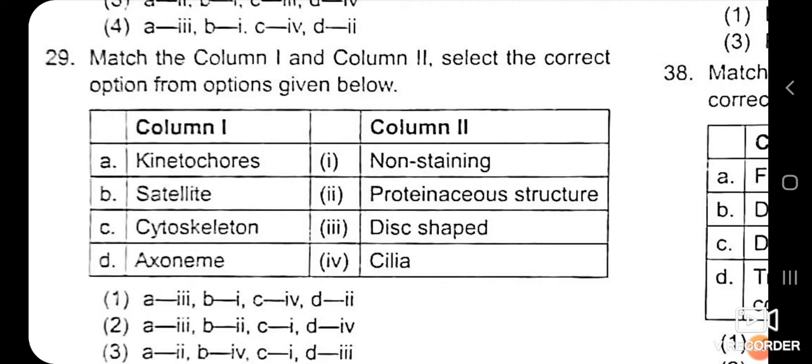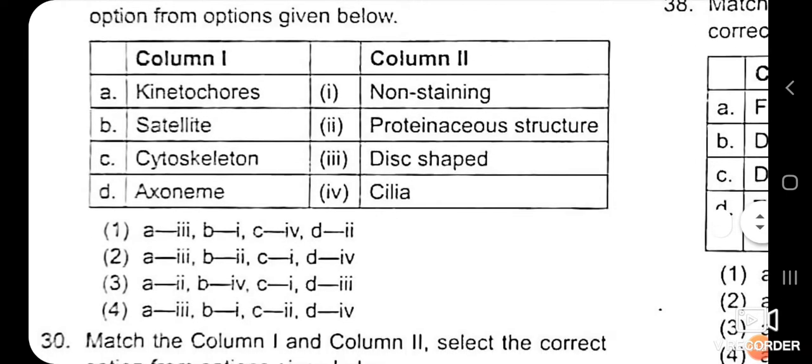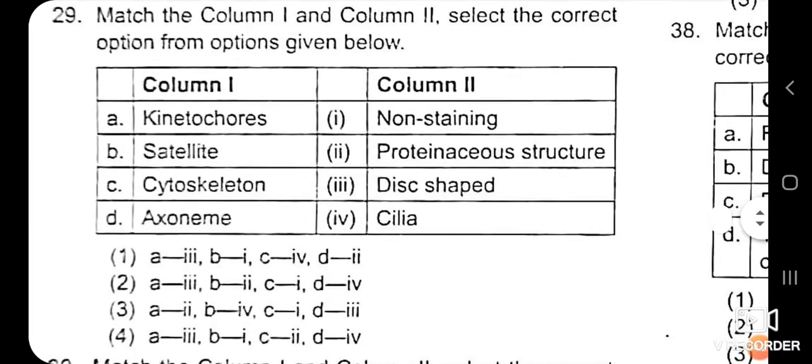Cytoskeleton is a structure which is made up of filaments, and those filaments are proteinaceous in structure. And the axoneme is a part of cilia and the flagella. So here the answer according to this option is the fourth one. So the correct option is the fourth one. You can check it. That is the answer of question 29, the fourth one.